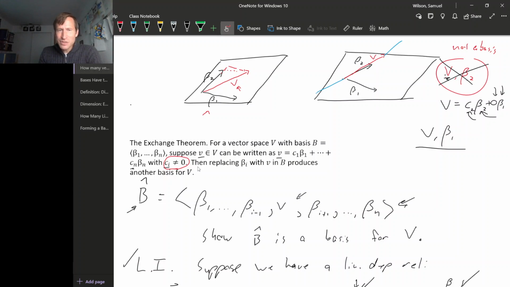So that's really the importance of choosing a beta to replace where the coefficient isn't 0. If you replace a beta where the coefficient is 0, you get this sort of collapsing down thing, so that the span after you do the replacement is smaller than it was before.